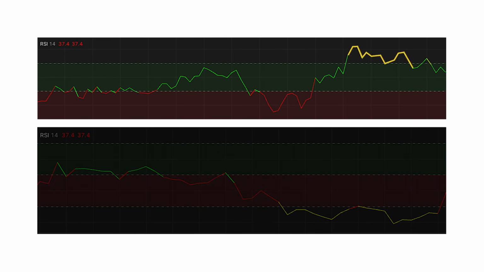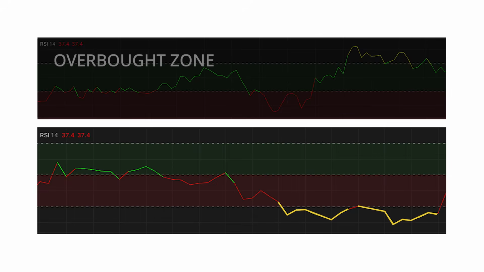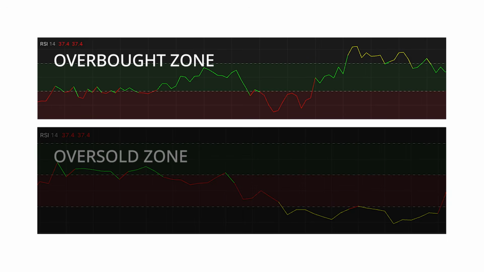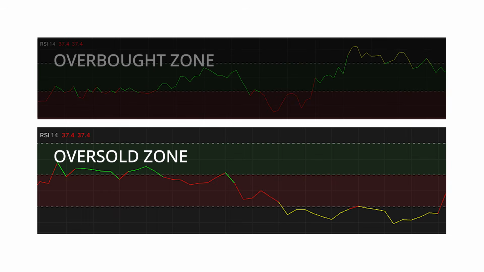When RSI moves up here, that's the overbought territory. And when it drops down here, that's the oversold territory. If you're looking for a short setup, RSI needs to be overbought. If you're looking for a long setup, RSI needs to be oversold.